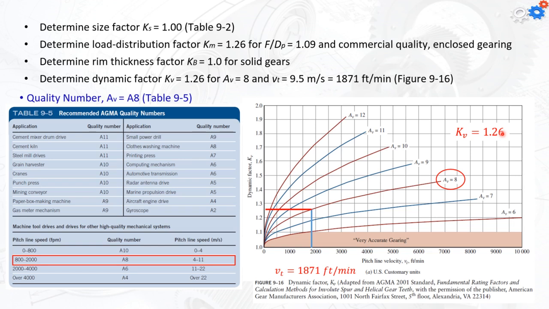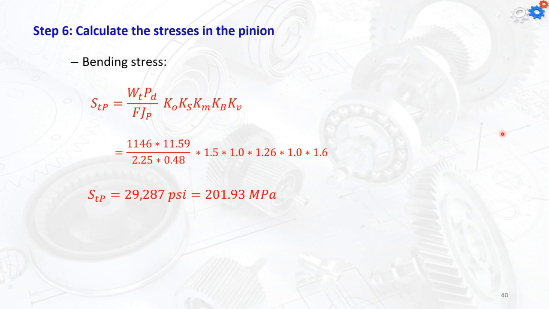Now we continue, with all the K's calculated, the J calculated, the F known, and the design power known, so we can calculate the bending stress. By putting all these parameters in, I will find the value to be 29,287 psi, which is equal to 201.93 megapascal. So now I know the value of the bending stress.